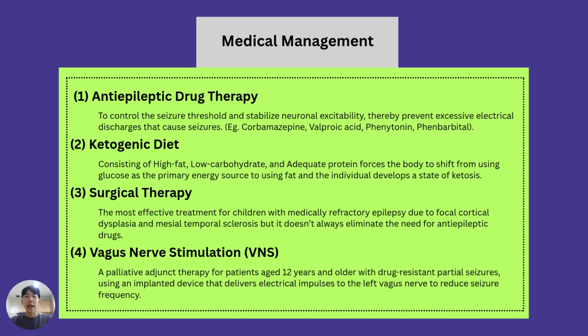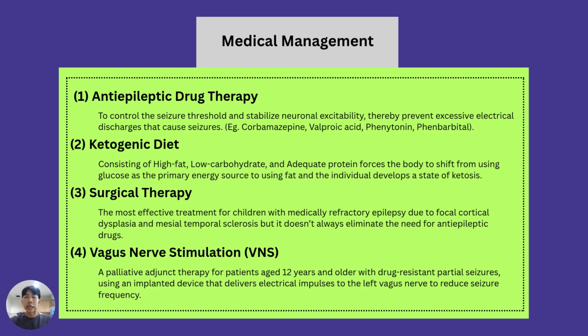The first is anti-epileptic drug therapy. These drugs help to stabilize brain activity and prevent abnormal electrical discharge that causes seizure. Medications like carbamazepine, valproic acid, phenytoin, and phenobarbital are used to treat epilepsy and seizure.